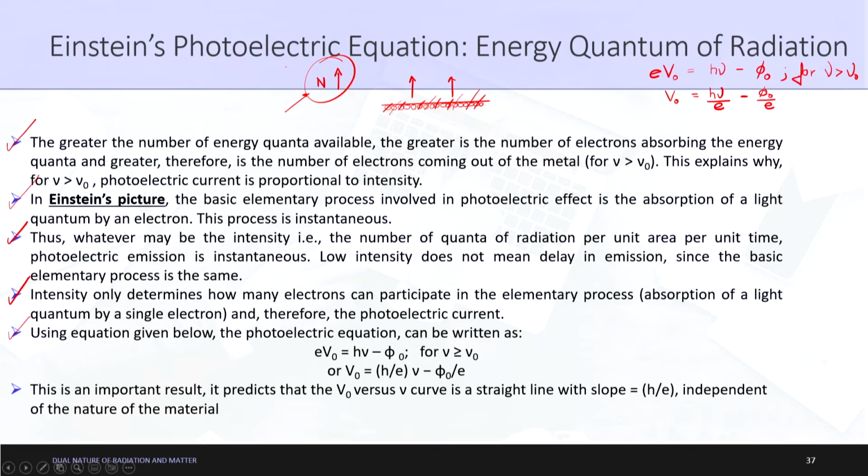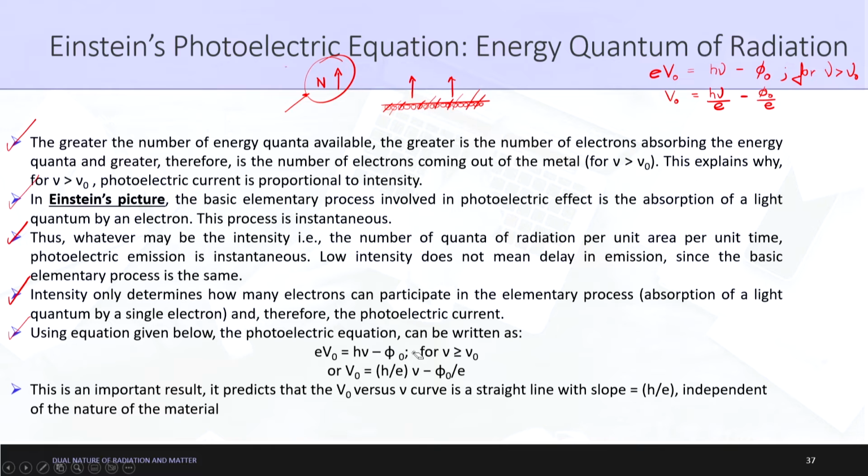So, this is an important result. It predicts that the V naught versus nu curve is a straight line. If you make a curve between these values, it is basically y is equal to m x plus c. Here the c value is basically negative, and the m value is basically h by e, and it can be seen as a straight line here.